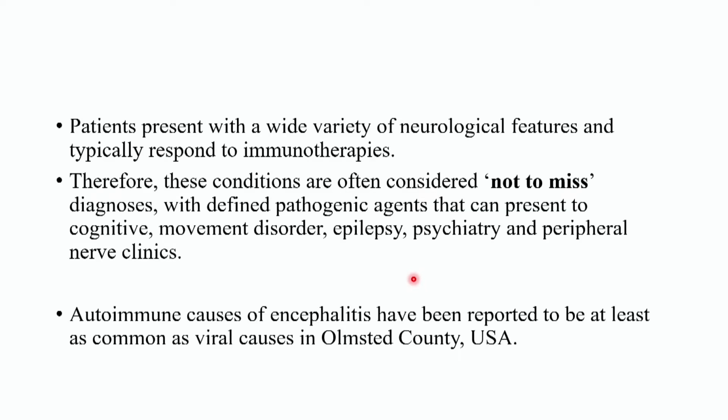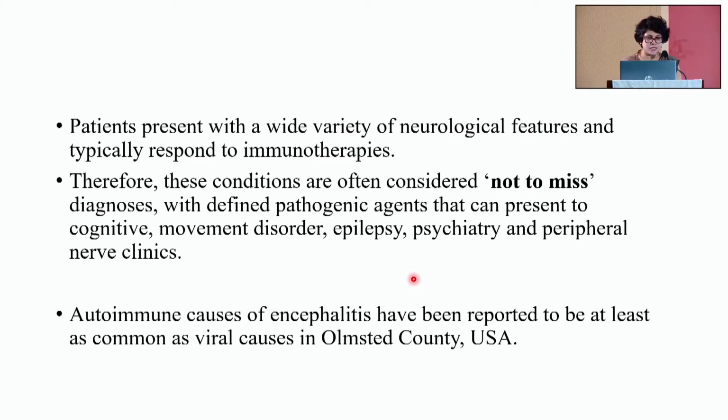Patients with autoimmune encephalitis present with a wide variety of neurological features, but they typically respond to immunosuppressives. These entities are said to be not-to-miss diagnoses because there are definite pathogenic targets, and these patients can come in a variety of manners to separate clinics. They can come to psychiatric clinics, neurological clinics, and so on.